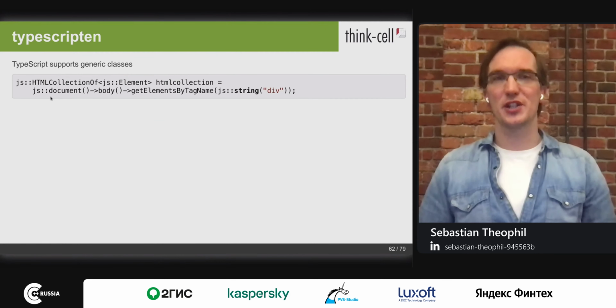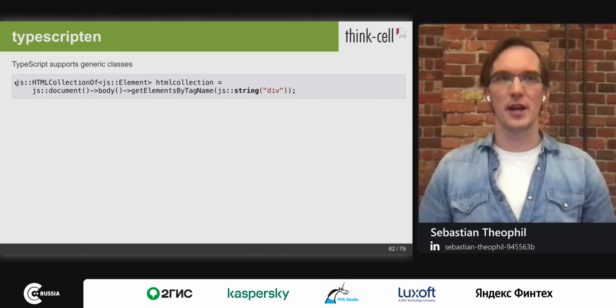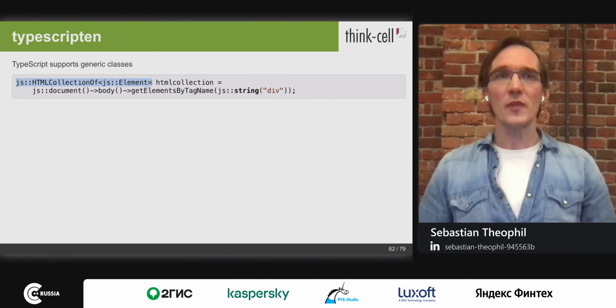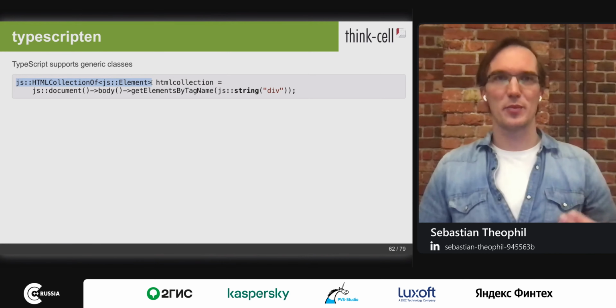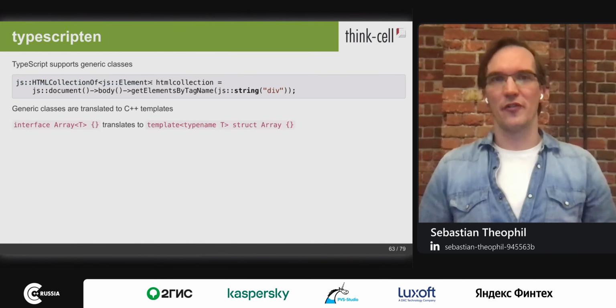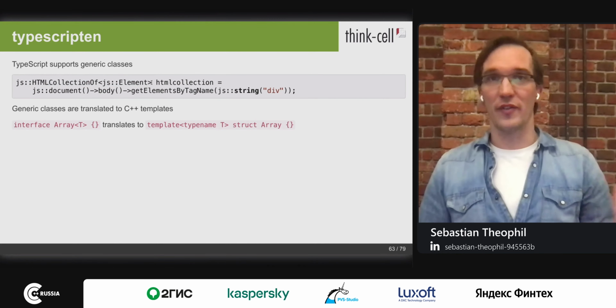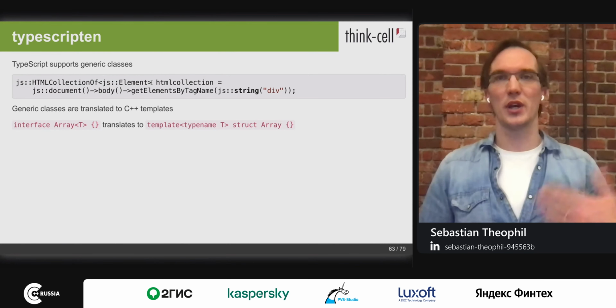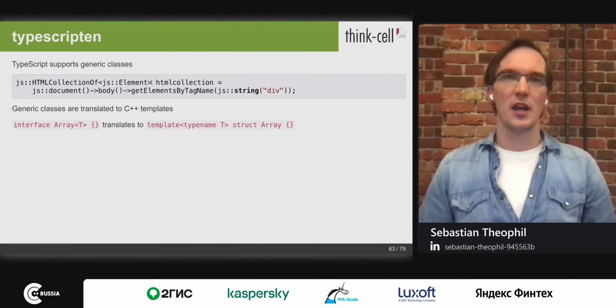Our tool also supports generic classes now. So that was something that was hidden in my presentation, my last code example, where we had a collection of elements here. So this is a template in C++. So it's a collection of JavaScript elements. And we represent that as a template in C++, of course. Generic classes are very much like C++ templates. So for example, array in TypeScript is templated on the value type, just like array would be or vector is in C++. And we can translate it as a template.